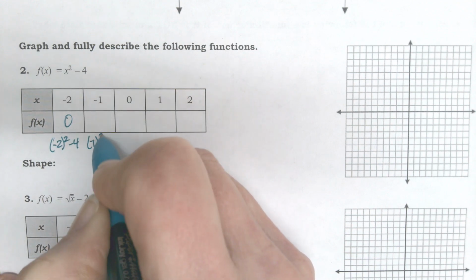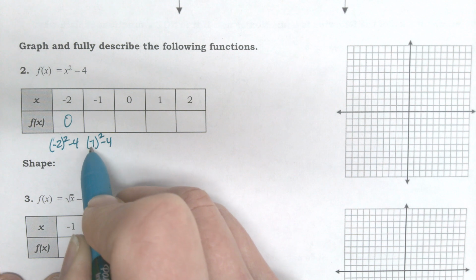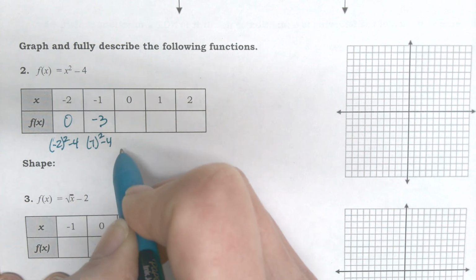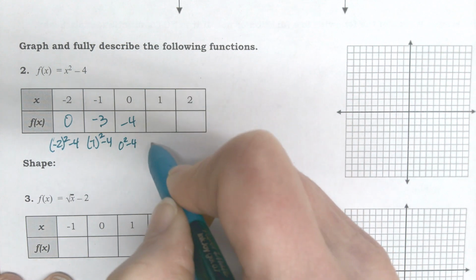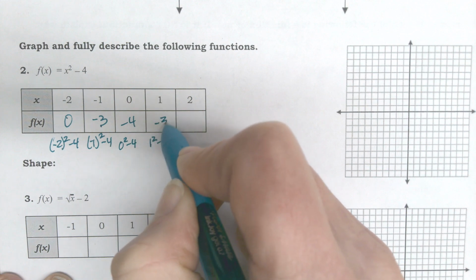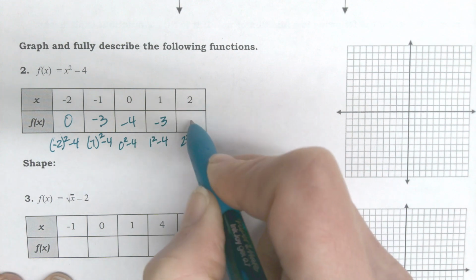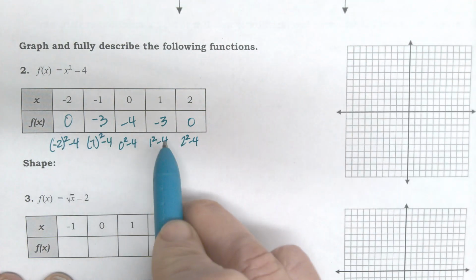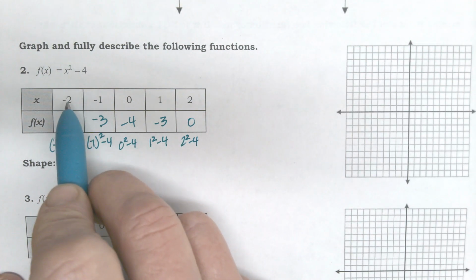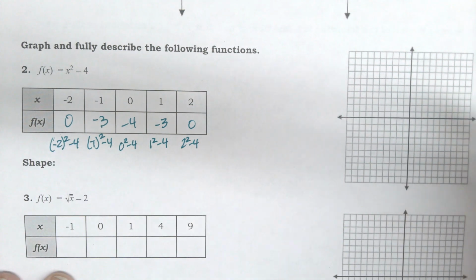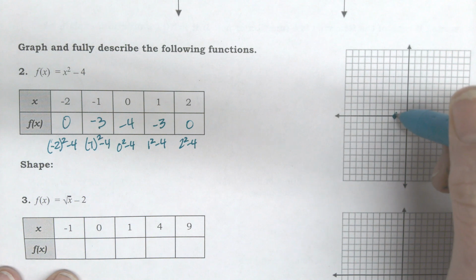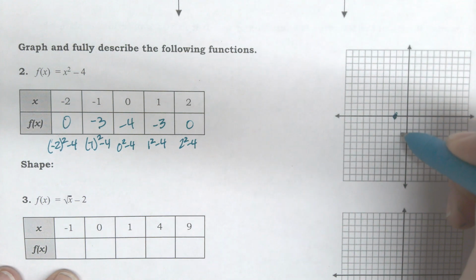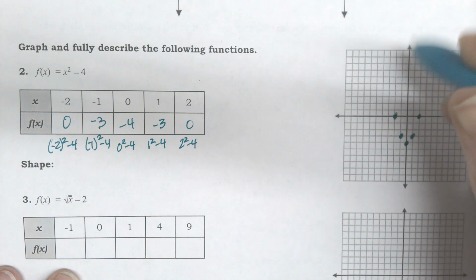Then I do -1 squared minus 4. -1 squared is 1, minus 4 is -3. 0 squared minus 4 is -4. Then 1 squared minus 4 is -3 again, and 2 squared minus 4 is 0 again. So I just plug those values in, not forgetting to put parentheses around the negatives. Then I'll plot these. So I do (-2, 0), (-1, -3), (0, -4), (1, -3), and (2, 0).